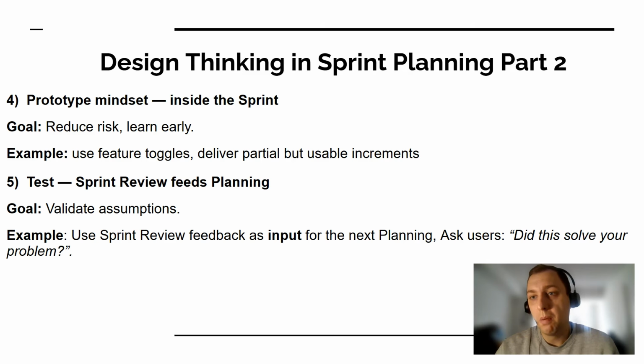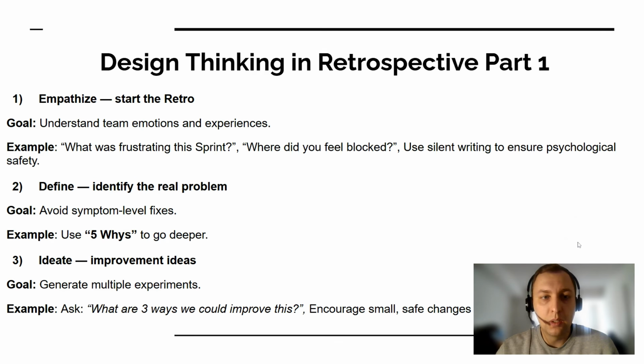Now let's quickly talk about the retrospective, right? The same approach can happen there. So again, for the sprint retro, same thing. Our users are our team in this case. So on the first stage, we need to understand their emotions, their experiences, what went right, what was wrong, and so on. What are the blockers, what is the psychological state, and so on. And on the next step, we need to find out and frame, most importantly, what the real problem is, not the symptoms.